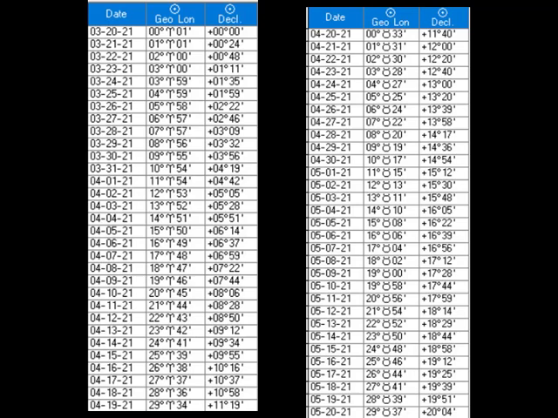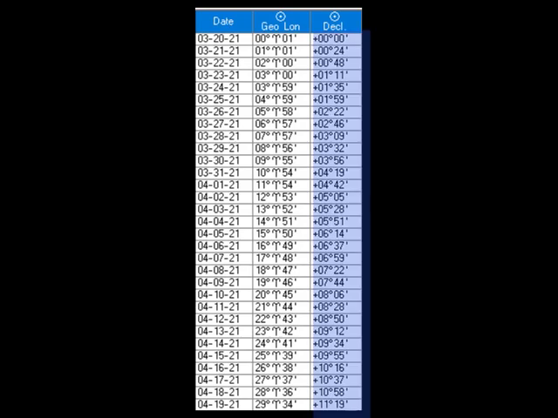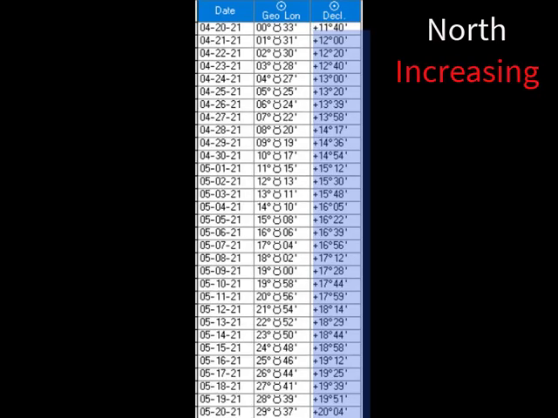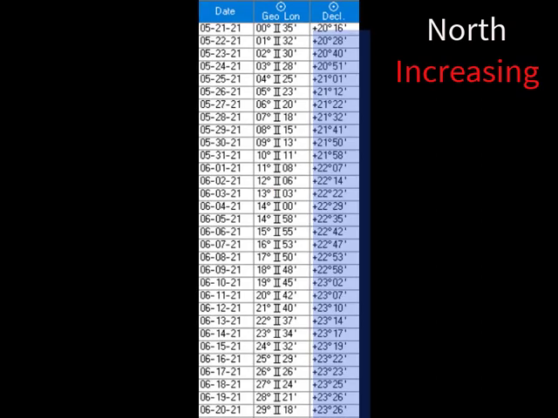Bear with me for a moment as I take the sun through all the signs of the zodiac, because I have to make a very important point. Here the sun is moving through Aries and its declination is north and increasing. Now it is in Taurus. Its declination is still north and increasing. The same in Gemini. Its declination is north and increasing.